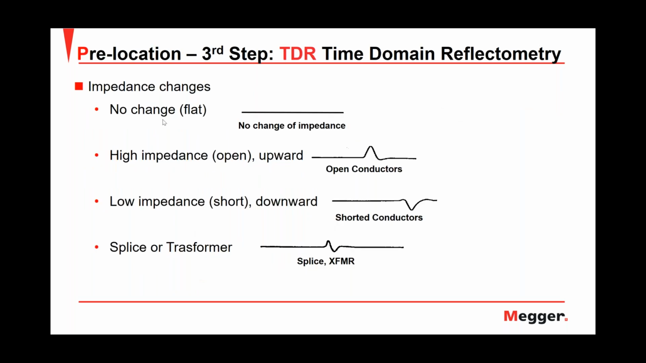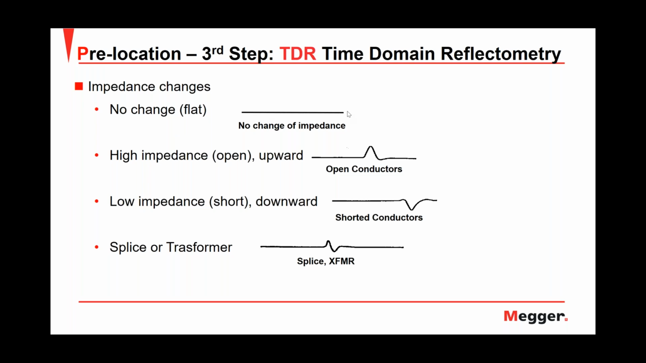Continuing with the time domain reflectometry, you can see in this slide that we have different traces for the different changes of impedance. For instance, if we don't have any change of impedance, what we will see will be a flat line, as you can see in this picture.